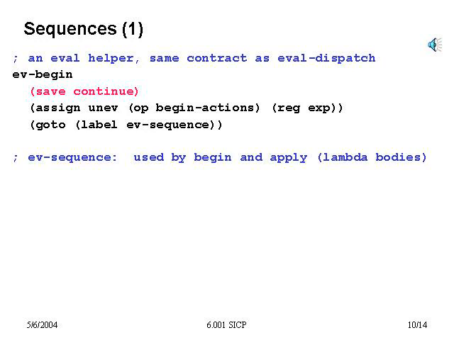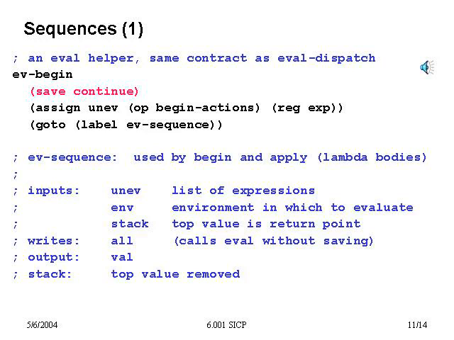It's something that's going to be used by begins and by applies, lambda bodies that also have a sequence of expressions inside of them. And here's the contract for fsequence. It's going to expect a list of expressions, tree structure as before, in this case sitting in unev, the set of things that have not yet been evaluated. It's going to have an environment in env, just as before. And on the stack, it's going to assume that the top value is the return point.